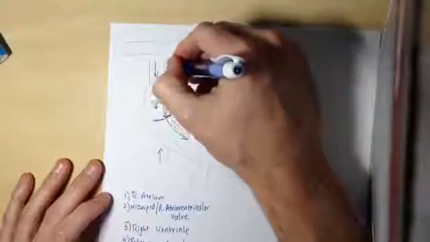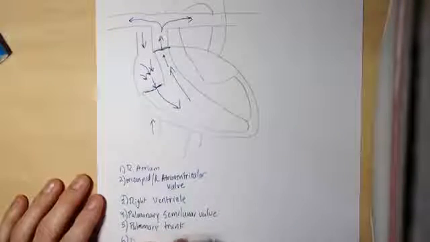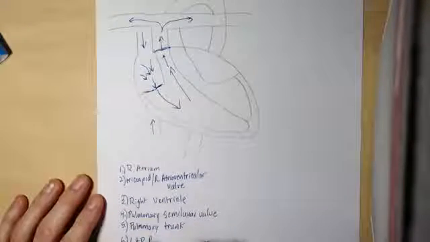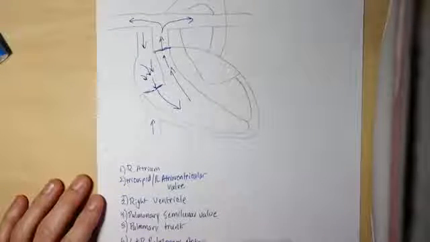Step number 5, once the blood gets through that valve, is going into the pulmonary trunk. Once it's in the pulmonary trunk, it is going to branch out into the left and right pulmonary arteries. So step 6, left and right pulmonary arteries.